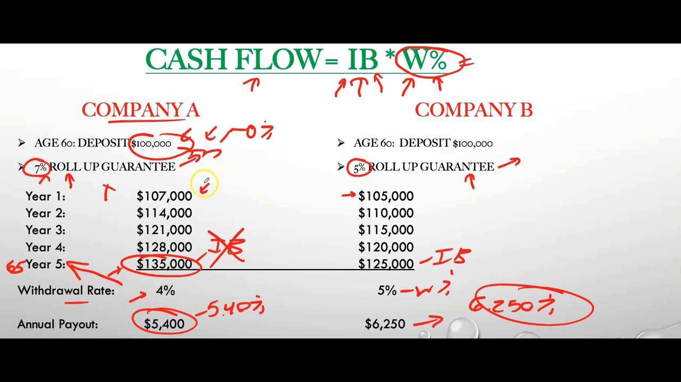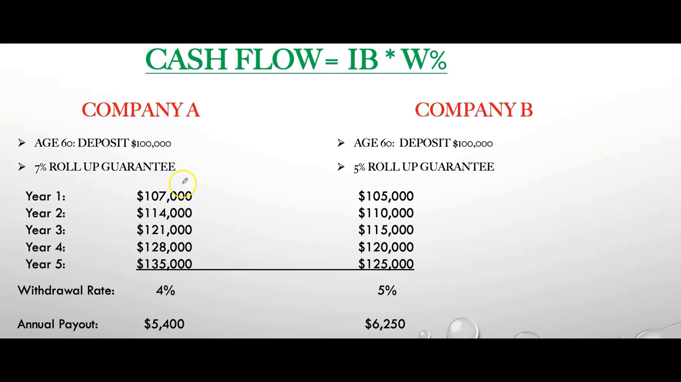But be mindful, this is just the income base. It's not their physical money. The income rider is just used as a calculation account to generate a lifetime income payout. If you put in $200,000 in this example, company A would generate $10,800 per year versus company B, which would be $12,500 per year. So understanding what the actual cash flow amount is, is crucial, but be mindful that you do not get mistaken between an income base and what your physical account value is actually sitting at.